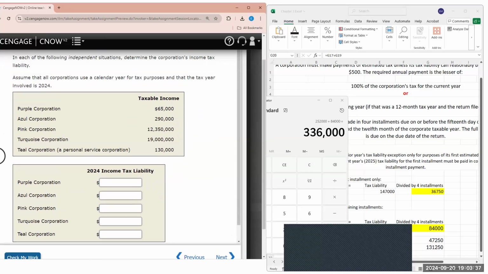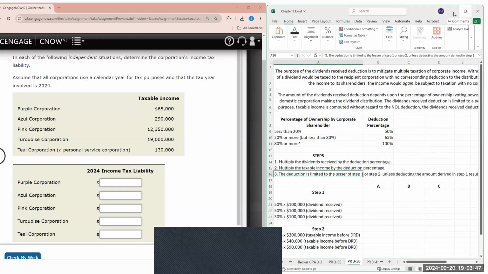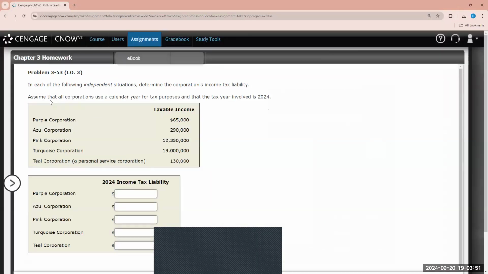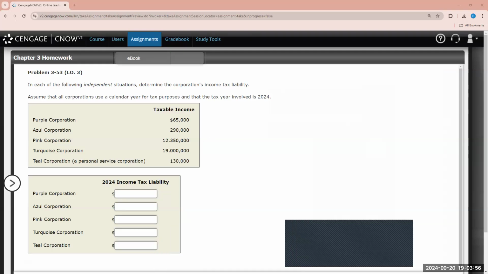All right, so this brings us to our next question, and it asks, assume that all corporations use a calendar year for tax purposes and that the year involved is 2024. And it says, in each of the following independent situations, determine the corporation's income tax liability. So in all of these cases, we see purple corporation, azul corporation, pink corporation, turquoise corporation, and teal corporation, which is a personal service corporation.